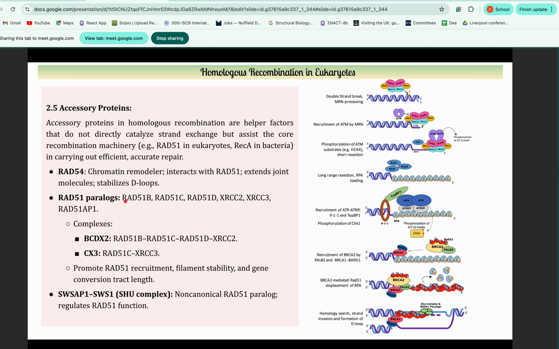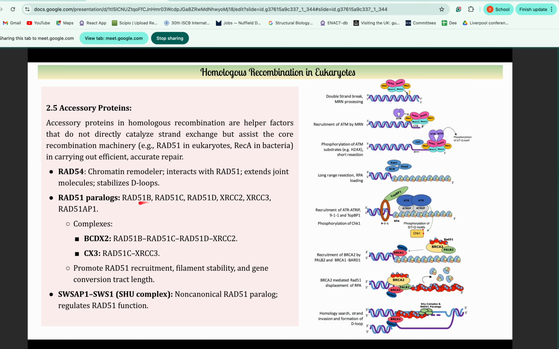Then come the RAD51 paralogs such as RAD51B, RAD51C and RAD51D. Paralogs are genes which arise due to duplication events. So they share some similarity with this protein. They are like duplicates of this same protein.